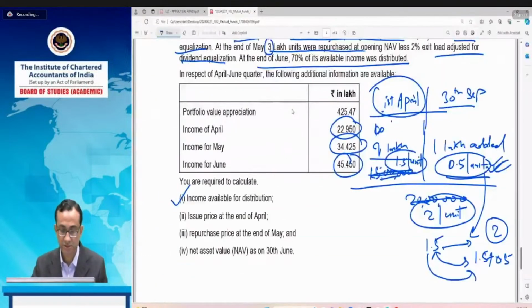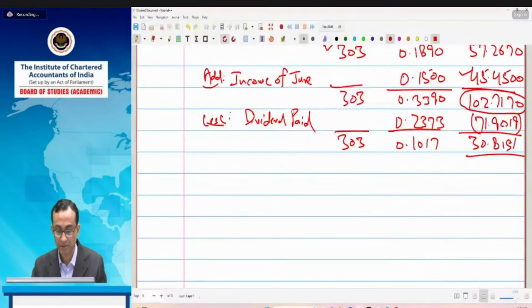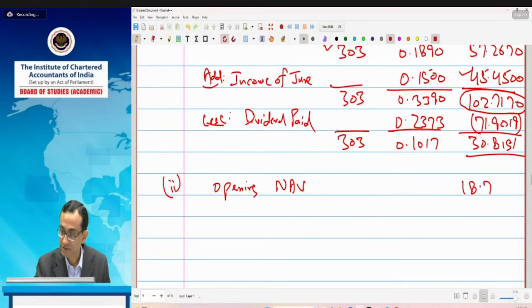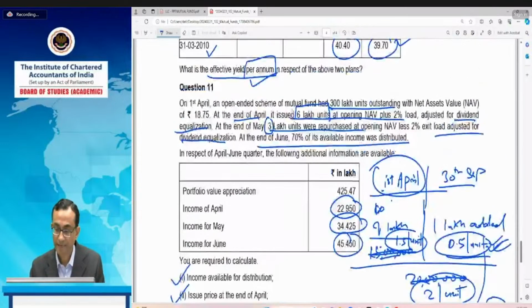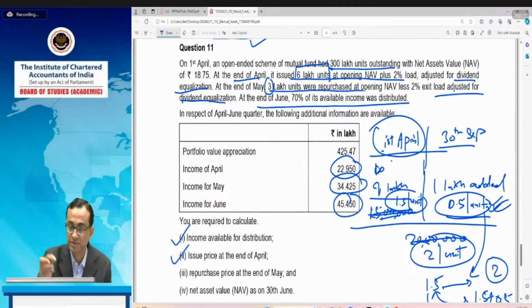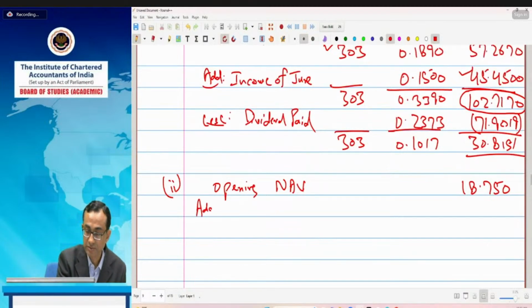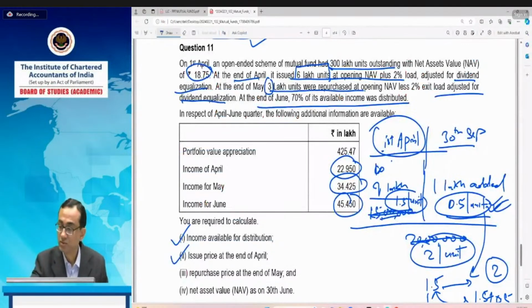Now come to the second part. What is the second part asking? Issue price at the end of April. For this, first of all, it will be opening NAV. What is the opening NAV? Opening NAV is 18.750. This is the opening NAV given, and entry load has also been given because in the question, at the end of April, it issued 6 lakh units at NAV plus 2% load. So entry load will also be charged.